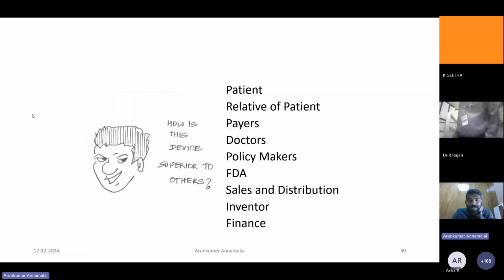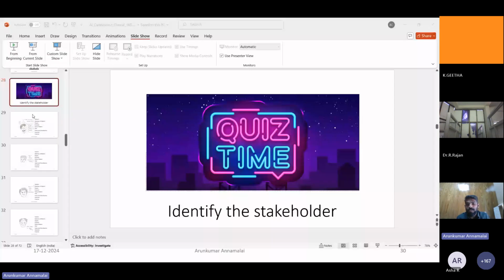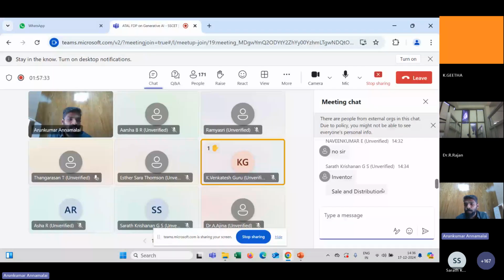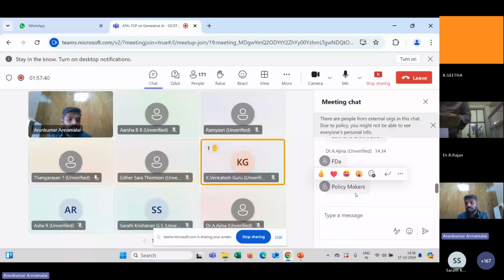How is this device superior to others? Who will ask this question? We already saw this. Think, just make a guess. No, anyone, right or wrong, so that I know that I'm audible. Hello, am I audible? I think people are typing in the chat box. Let's go. See, FDA, okay. Sales and distribution. No, it's not the FDA. Policy makers, good. Policy makers also ask this question.